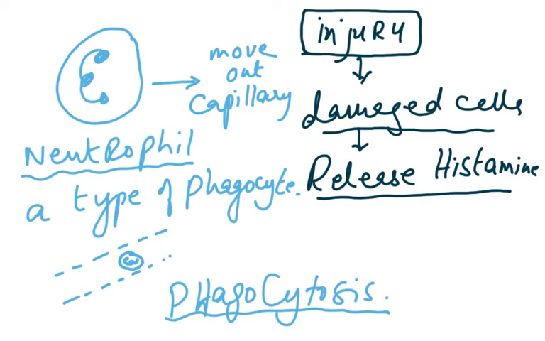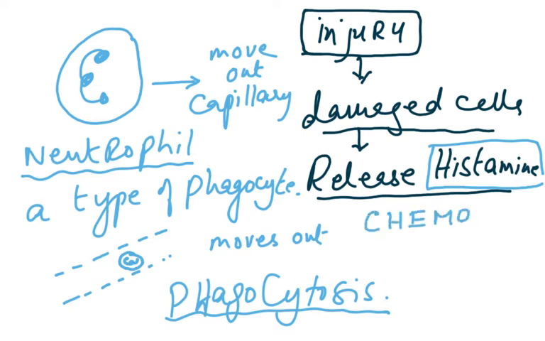So the neutrophil moves out of the capillary. Now, why does it move out? Because it's attracted by this chemical, and this chemical is histamine. Whenever there is movement because of a chemical, that is called chemotaxis. Taxis means movement, and chemo means a chemical. So this movement of the neutrophil out of the capillary is called chemotaxis.